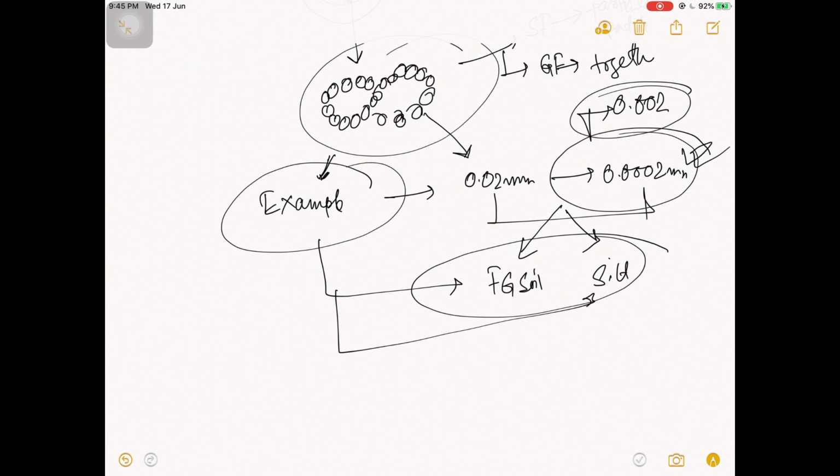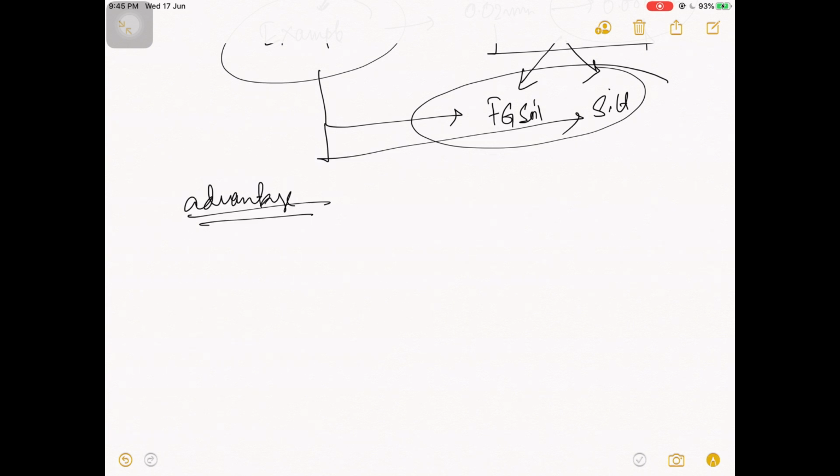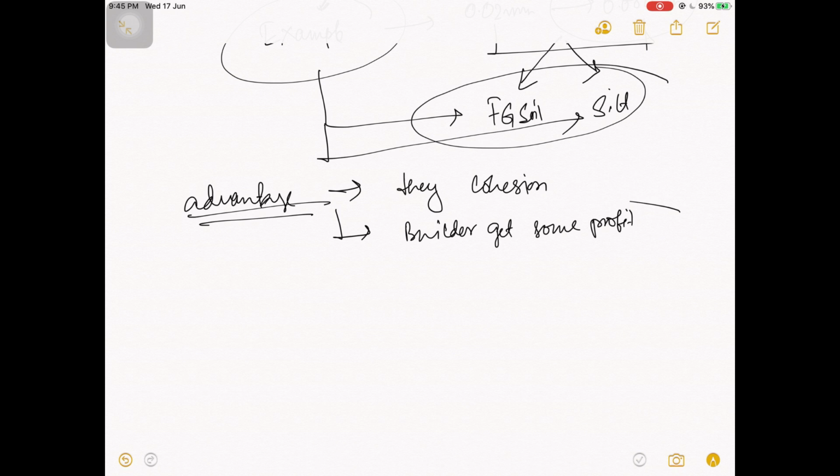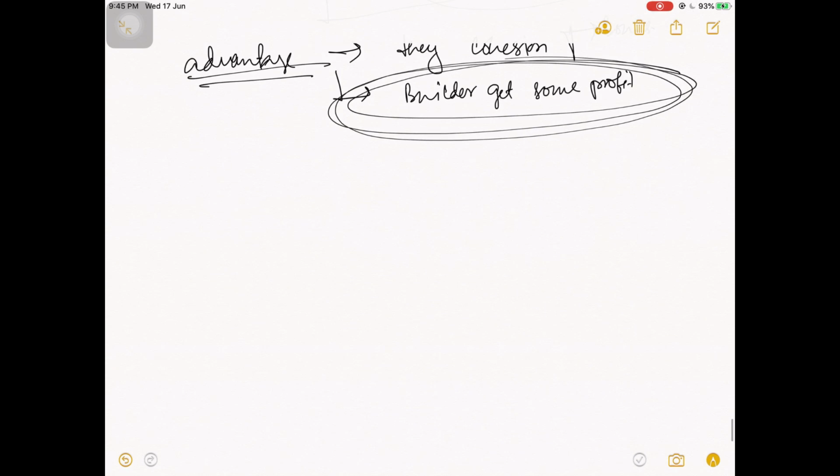So the example is done. Now we talk about some advantages as well as disadvantages. One simple advantage, they look like one, but actually it is an apparent advantage, not an actual advantage. Sometimes builders get some profit. For this you should wait for my bonus tips. Let's talk about some disadvantages.